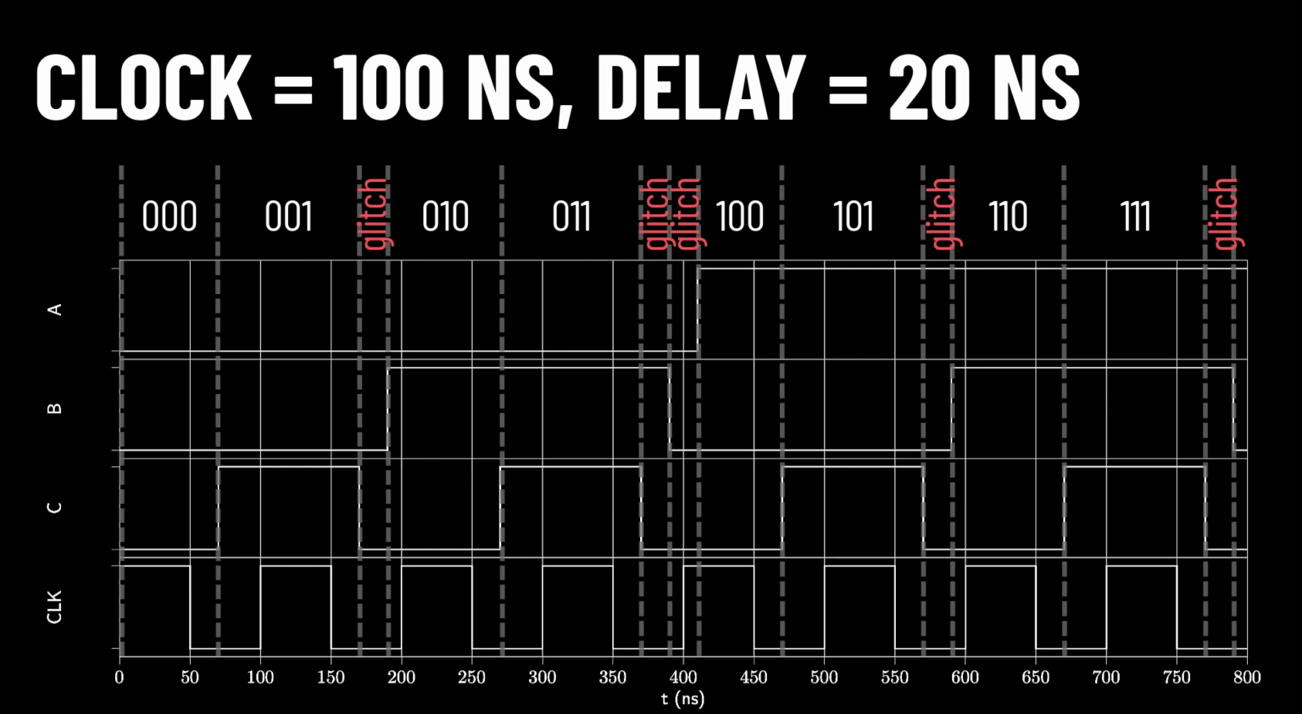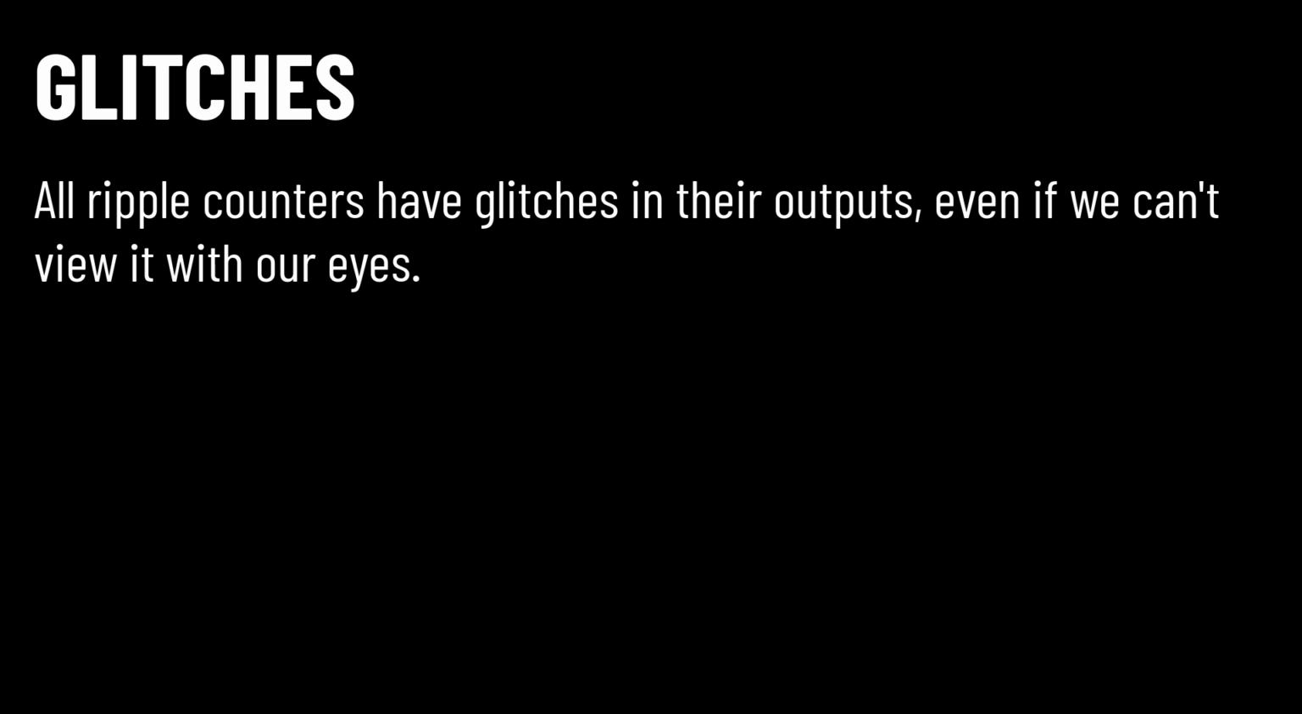While the counter does count up, there are glitches after each flip-flop output has a falling edge. It's important to point out that all ripple counters experience glitches due to propagation delay. It's just that we cannot see them with our eyes in circuits that we build.